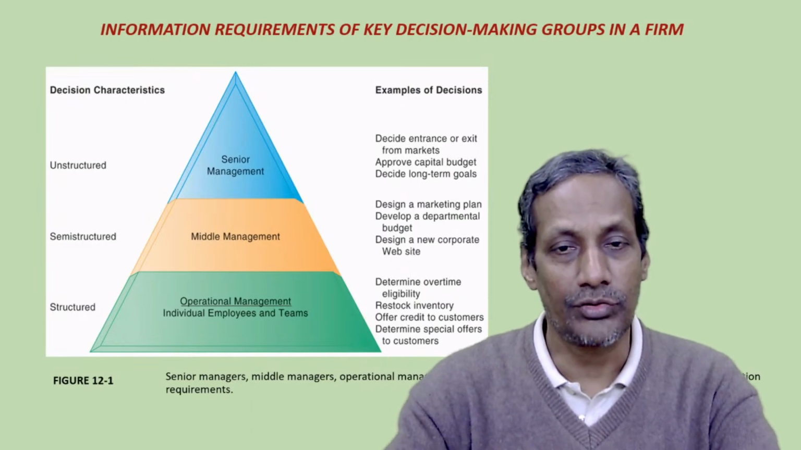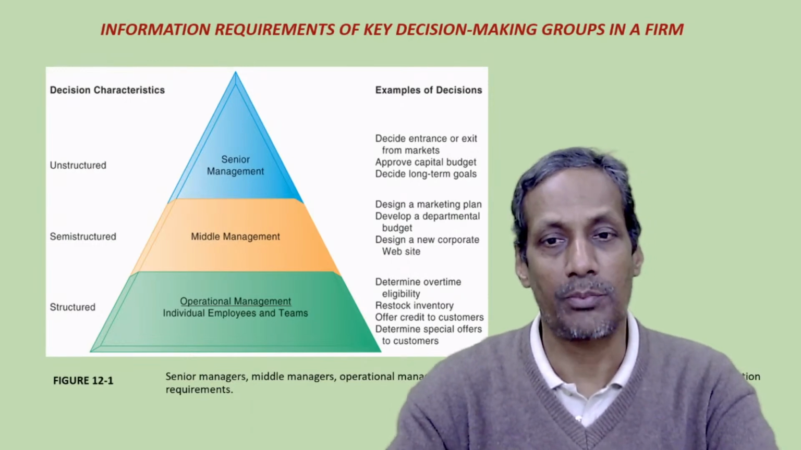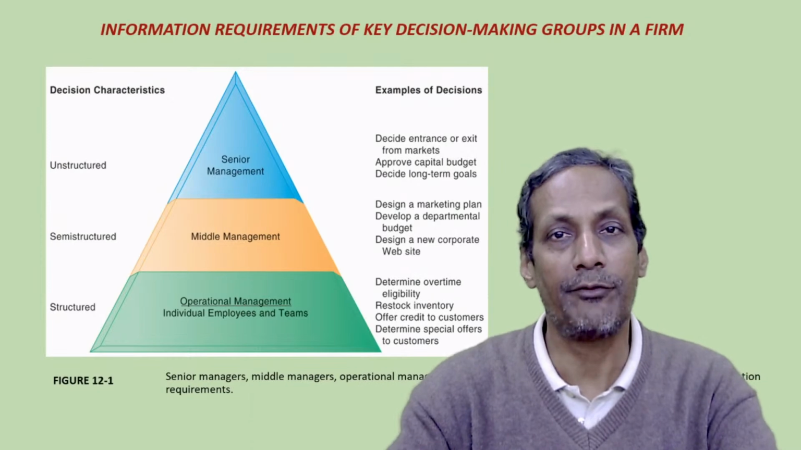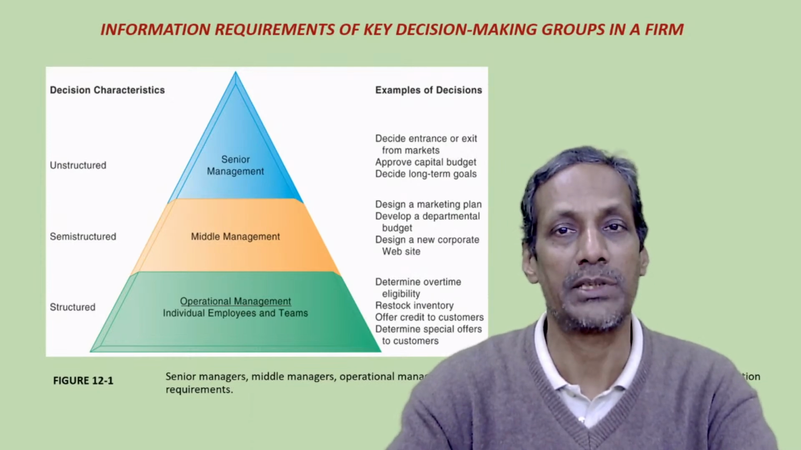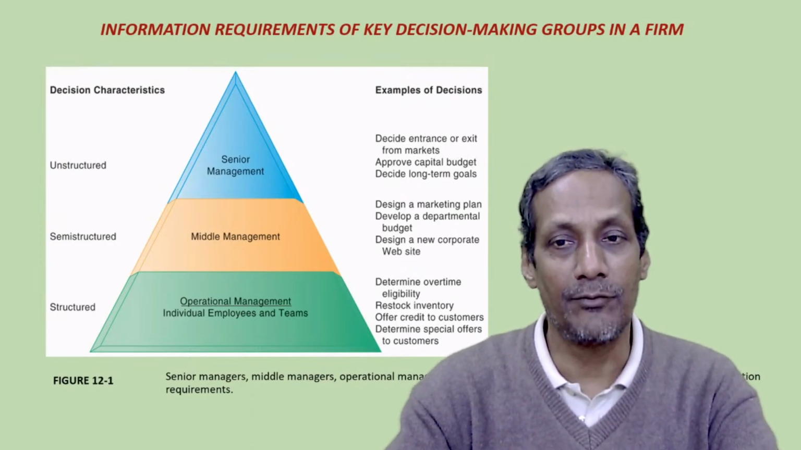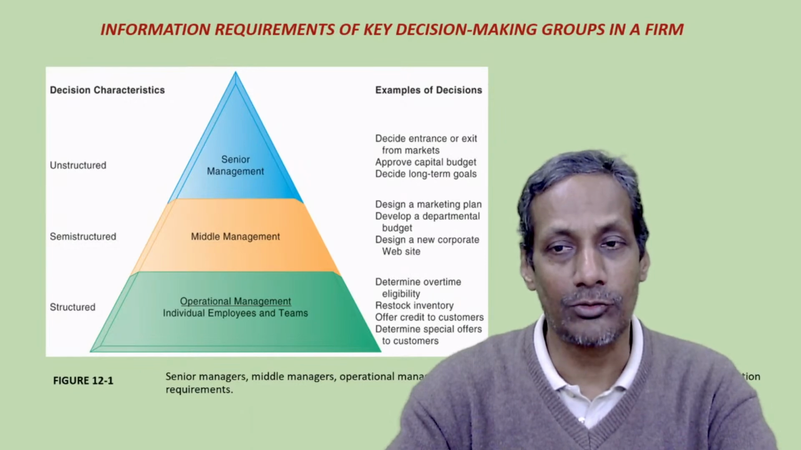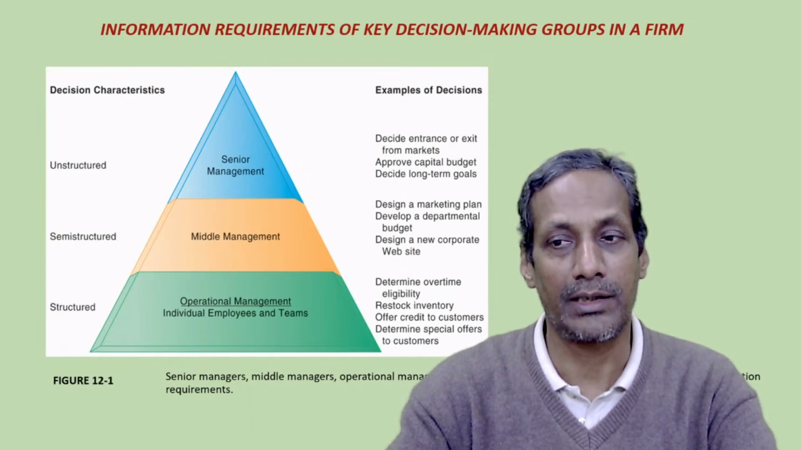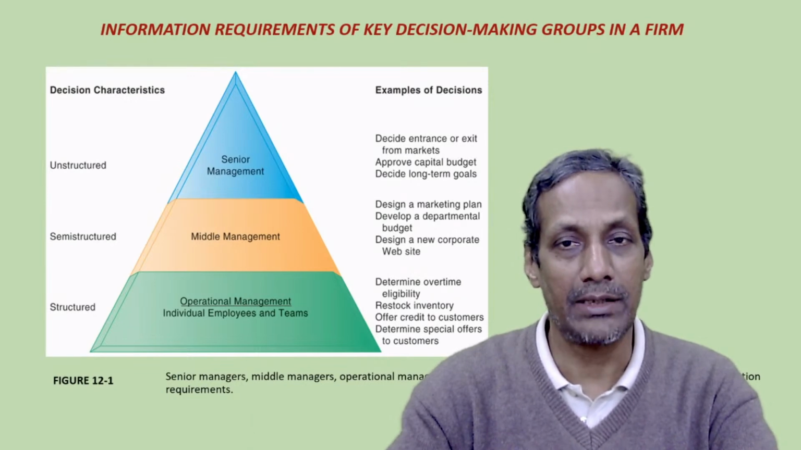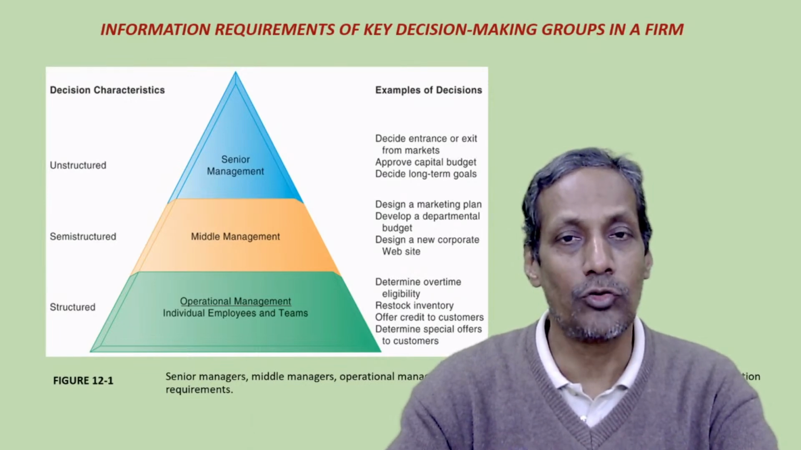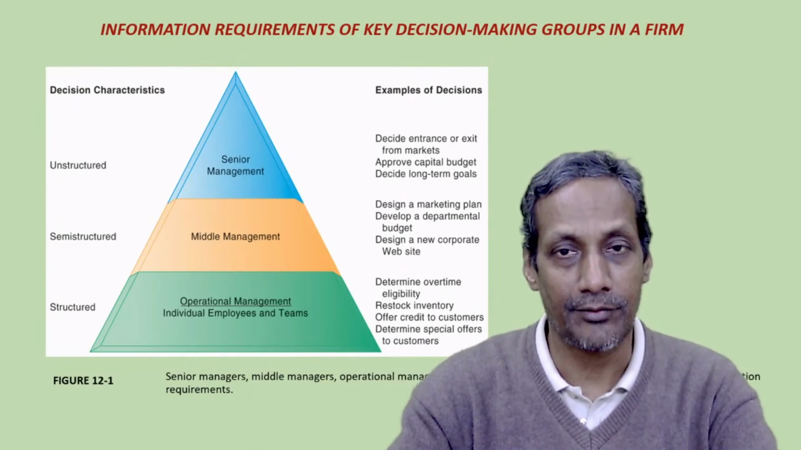So senior managers, middle managers, and operational managers and employees have different types of decisions and information requirements. And information systems cater to these different types of decisions, and they provide the right kind of information required to operate, or for making tactics, or for making strategy.